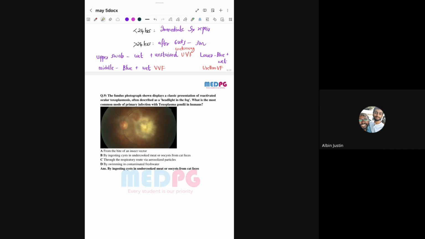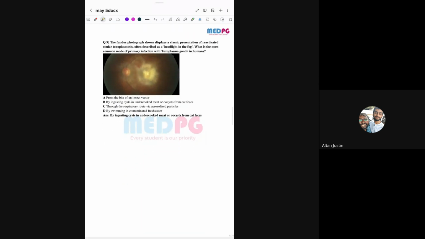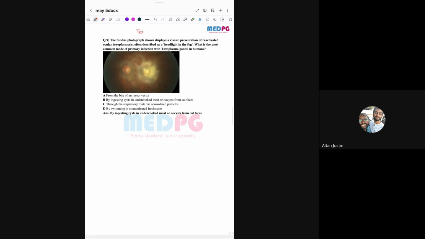So now they are asking about the headlight in the fog appearance. What is the most common cause of primary infection? It is toxoplasmosis, caused by Toxoplasma gondii. That is given in the question.